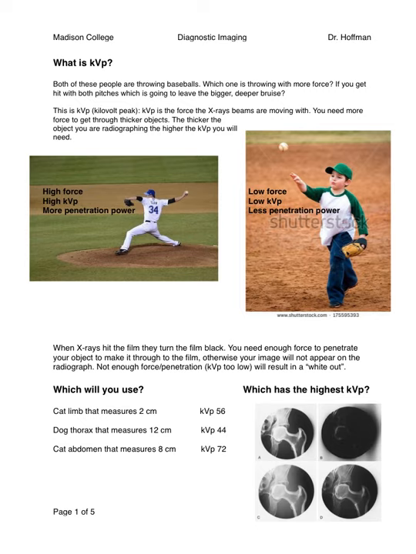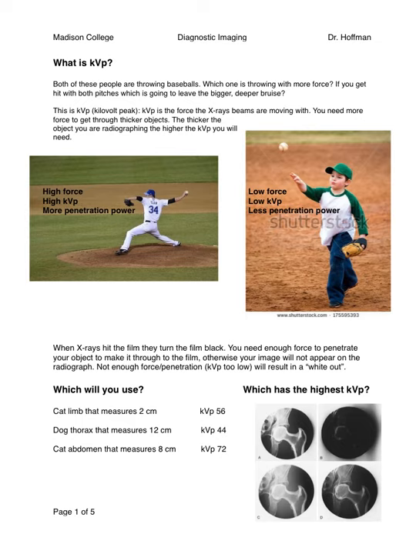So if we were x-raying something that's really big and really thick, let's just use cats and dogs to keep it a little bit simple, a dog thorax versus a cat leg. We're going to need a lot more force to get through something like the dog thorax than we are the cat leg. And if you don't use the right force, you either don't have enough penetration power or you completely burn through it. So we have to choose. If I'm x-raying a dog thorax, I probably want the major league pitcher throwing my baseballs. High force x-rays. If I'm x-raying a cat leg, I probably want the little league pitcher throwing baseballs. Low force, because it's a thinner object.